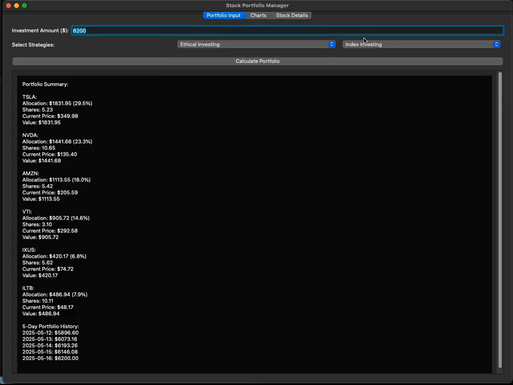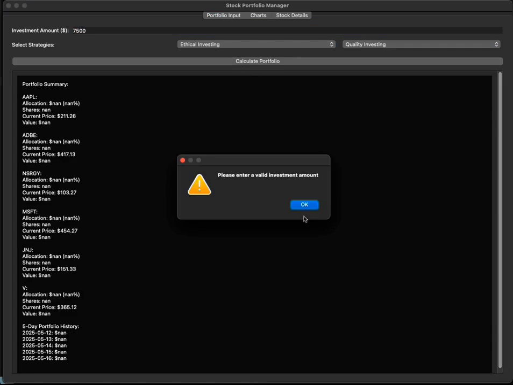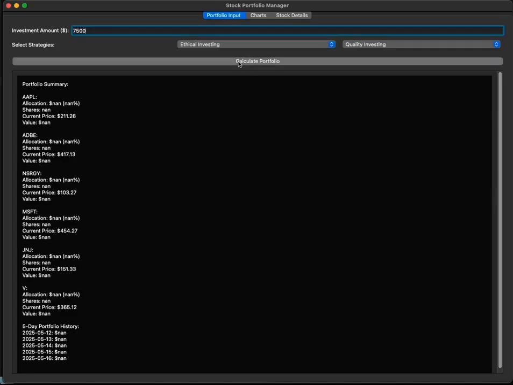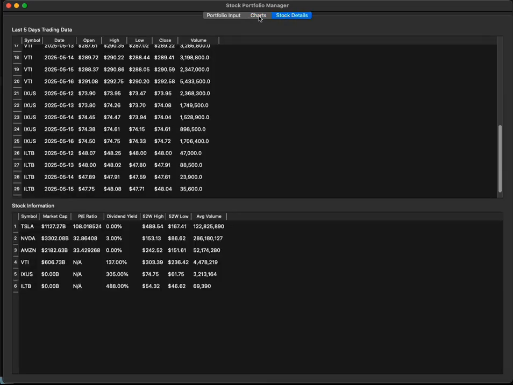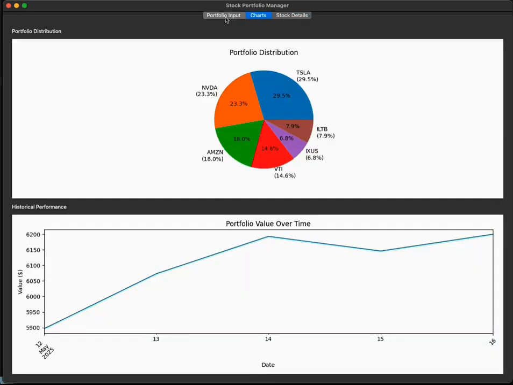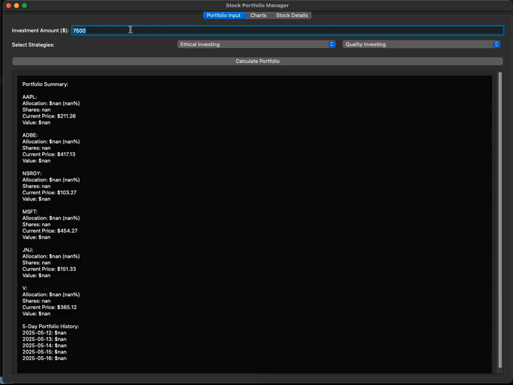Test Case 8, Ethical Plus Quality Investing, $7,500. This test blended ESG-focused companies with financially strong ones. Stocks included AAPL, ADBE, NSRGY, MSFT, J&J, and V. Performance dipped slightly midweek and rose back to $7,500 by May 16, showing accurate rounding and price tracking. The pie chart was correctly labeled, and share calculations like Microsoft at 3.52 shares at $454.27 were exact.